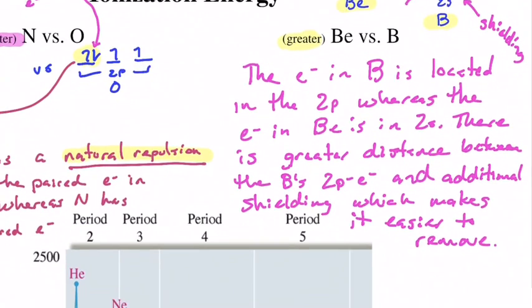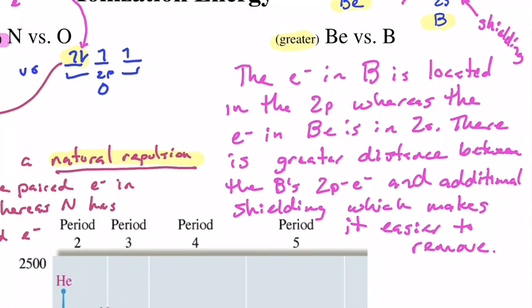Wow. Okay. The electron in boron is located in the 2p, whereas the electron in Be is in 2s. Again, you might be able to shorten that part up. There is a greater distance, so I'm going to highlight a couple words here. There's a greater distance between the boron's 2p electron and additional shielding, which makes it easier to remove. Those are the things I want to get across.